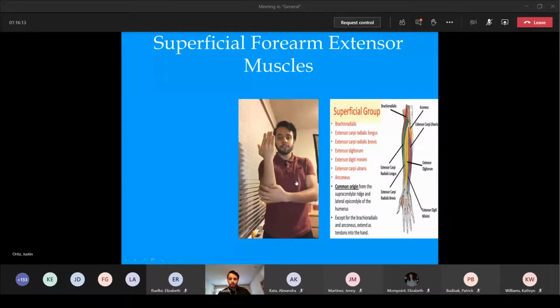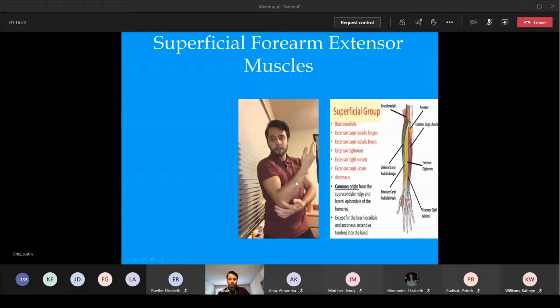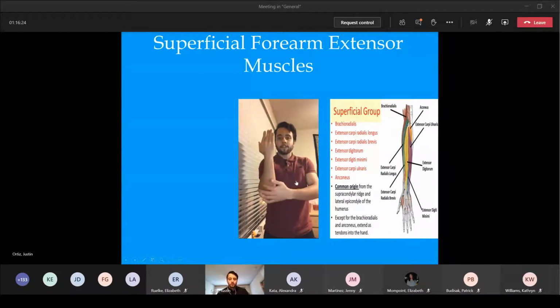So the first extensor muscle that you're going to see from lateral to medial is going to be your extensor carpi radialis longus. Remember, most of the extensor muscles are going to originate from your lateral epicondyle of your humerus, which is right here. So your extensor carpi radialis longus is the first muscle that you see on the lateral side. I'm not including the brachioradialis because I'm going to give the brachioradialis its own segment, as well as the anconeus. So your extensor carpi radialis longus goes from your lateral epicondyle of your humerus all the way towards your thumb side, right? And is going to allow for extension.